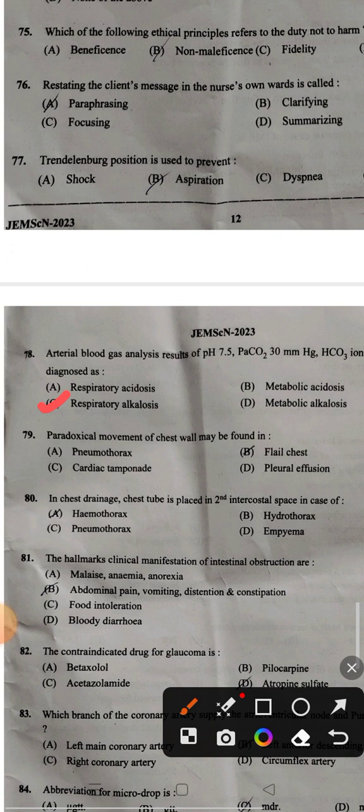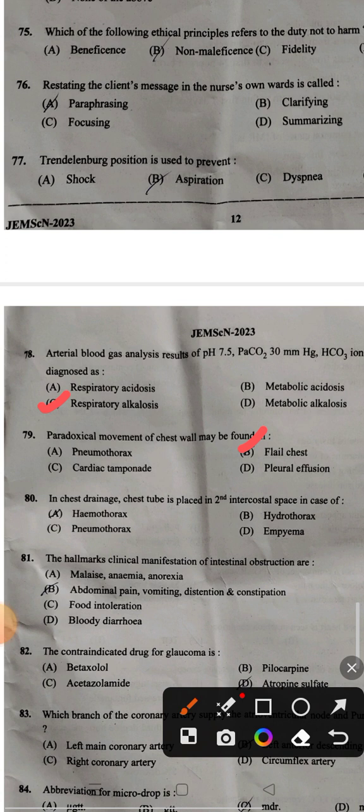And the paradoxical movement occurs with obstructive sleep apnea, trauma or injury in the chest wall, disruption of the nerve, and mineral deficiencies. That is the reason paradoxical movement occurs in the chest wall. The right answer to question number 79 is flail chest, option B.